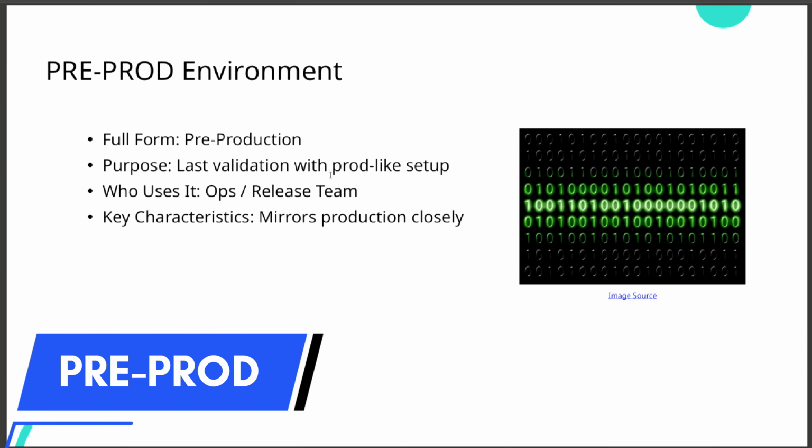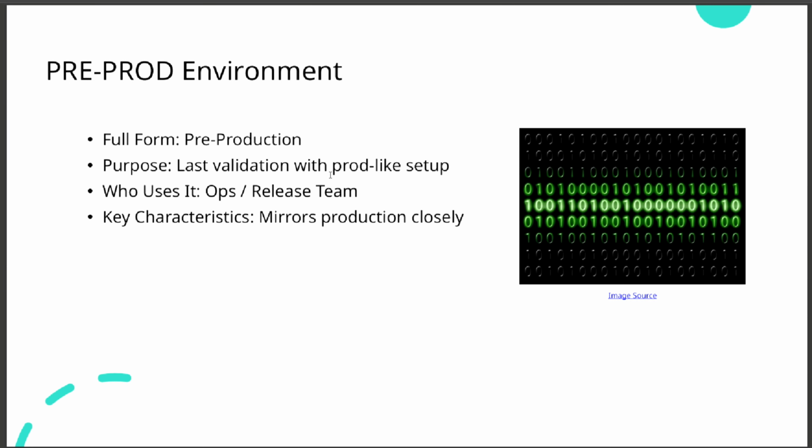And the next environment is the pre-prod environment, which stands for pre-production environment. This is the final checkpoint before going live. It is used to verify deployment scripts, configuration, and performance under near real conditions. It is used by the DevOps teams and the release teams as well. It basically mirrors production very closely.